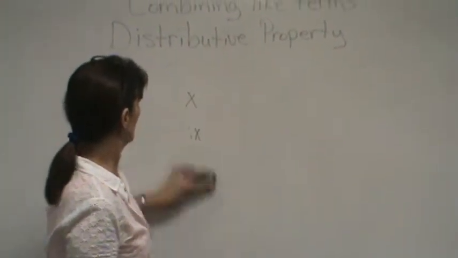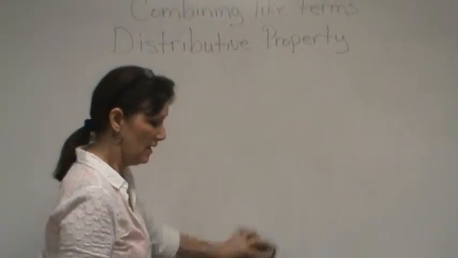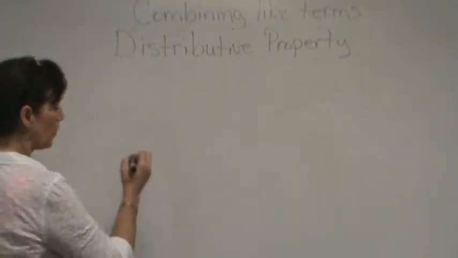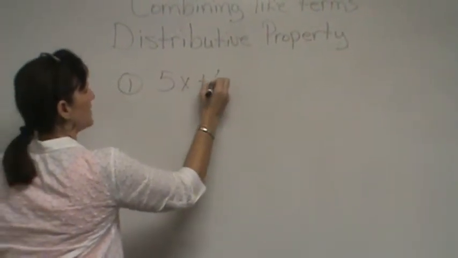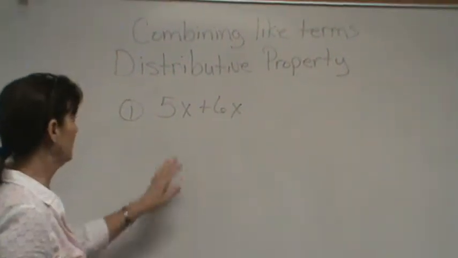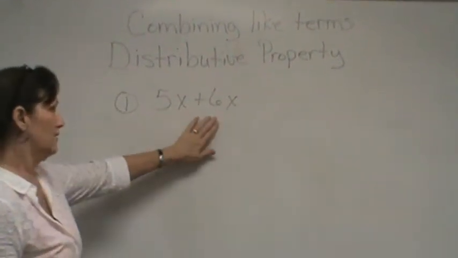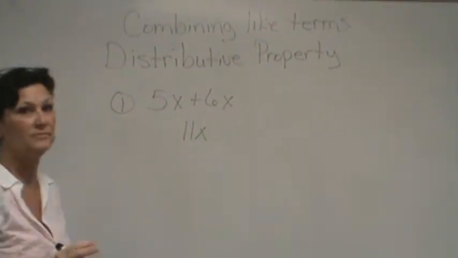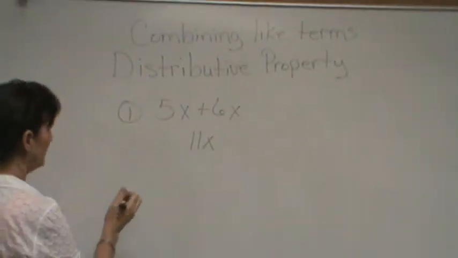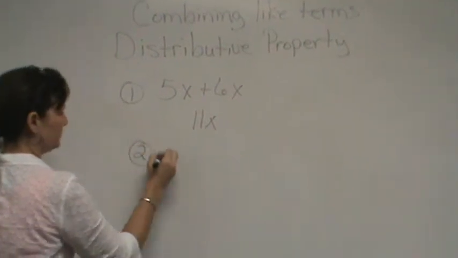Okay, let's do some combining like terms. Again, we're going to have to use distributive property on some of these. We'll start off with 5x plus 6x. Okay, if you have 5 x's and I give you 6 x's, you now have 11 x's. Combining terms, pretty easy. Okay, we'll get a little bit harder.